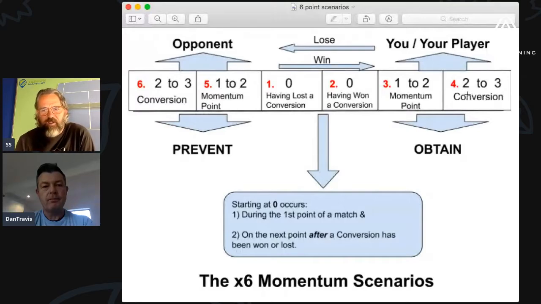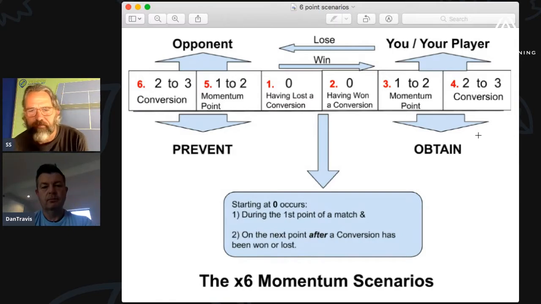So scenario 4 is interesting because what we found in our data over the past years is that it's a lot easier to go from 1 to 2. So scenario 3 is a little bit easier to achieve positively. Scenario 4 is a little bit more difficult. So going from winning 2 points in a row to 3 points in a row can be very challenging. And that's why it's so rewarding. So that's what we found in the data. Okay.